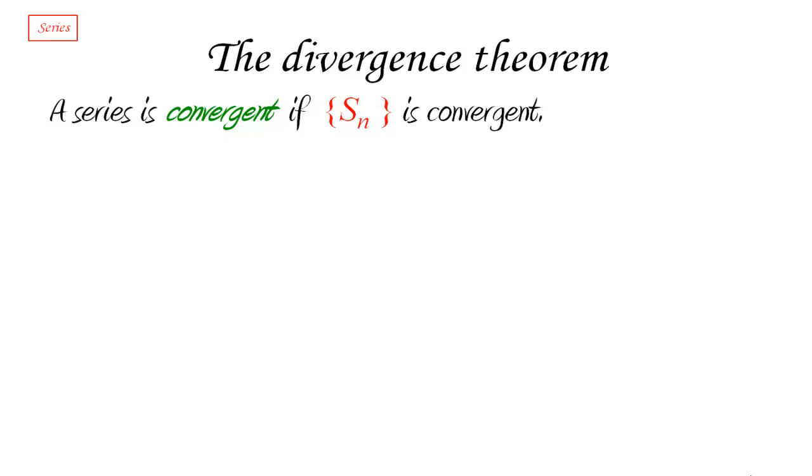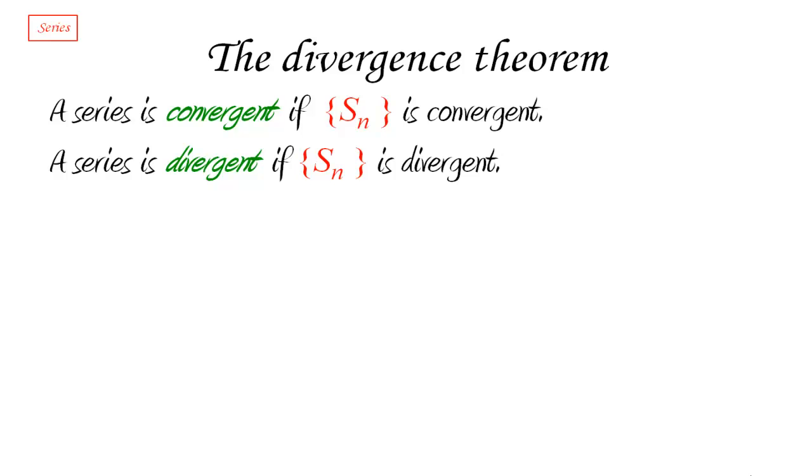Now notice I'm using Sn now, not Sk. Remember that the letter that I use at the bottom doesn't really matter which letter it is, as long as we're clear on the fact that we're dealing with a sequence of partial sums. And just like before, a series is going to be divergent if the sequence Sn is going to be divergent, which means either it may go to infinity or may be oscillating and not go anywhere in particular.